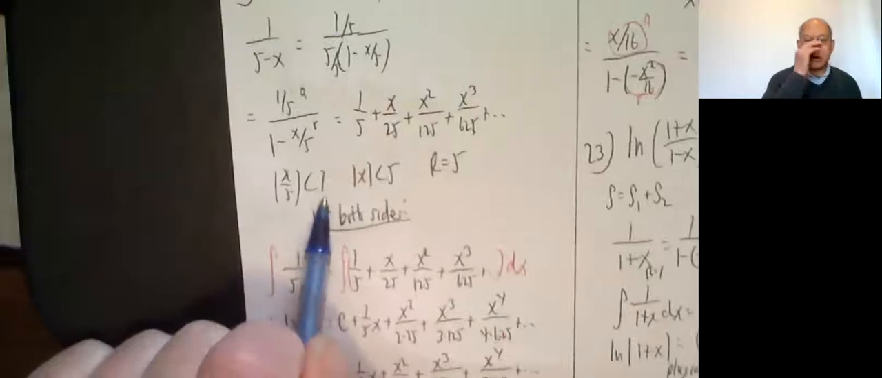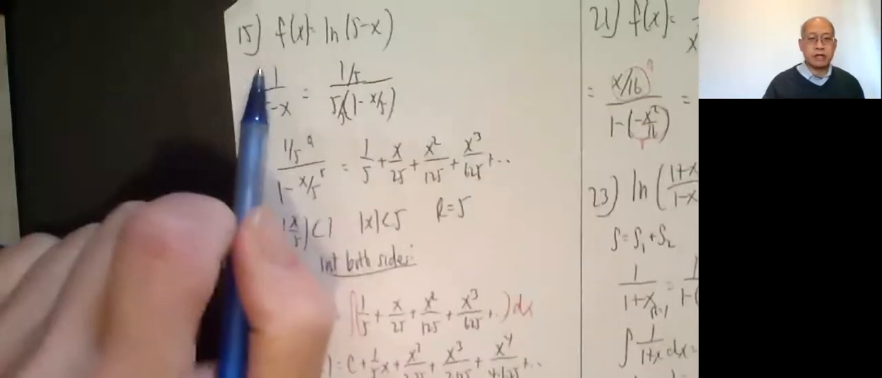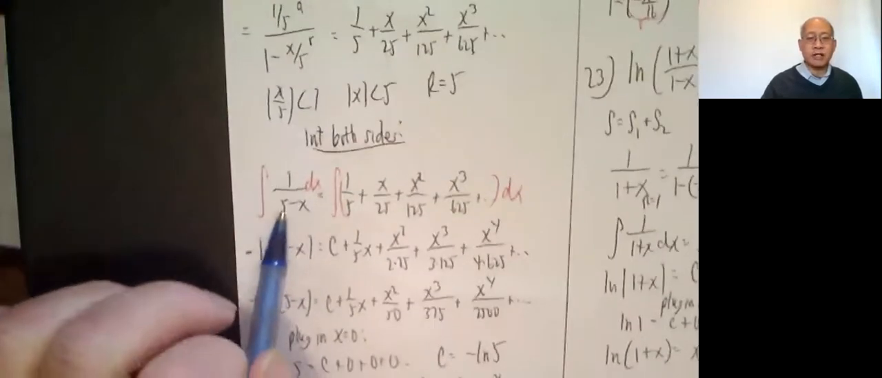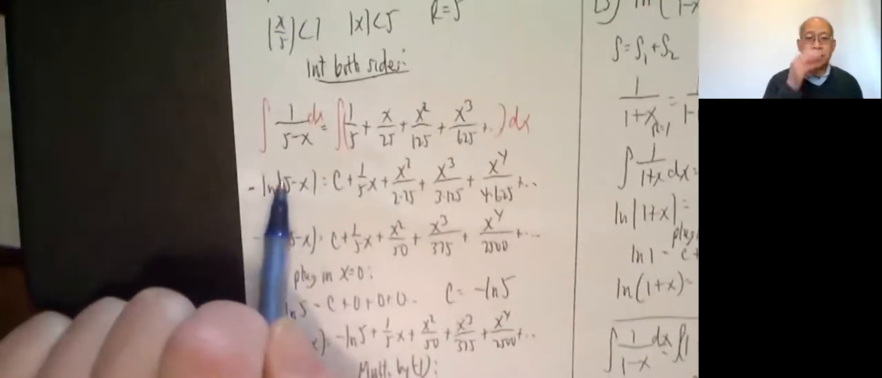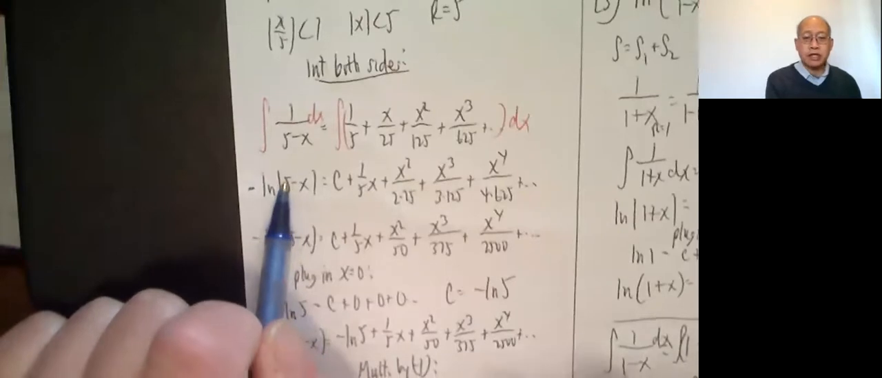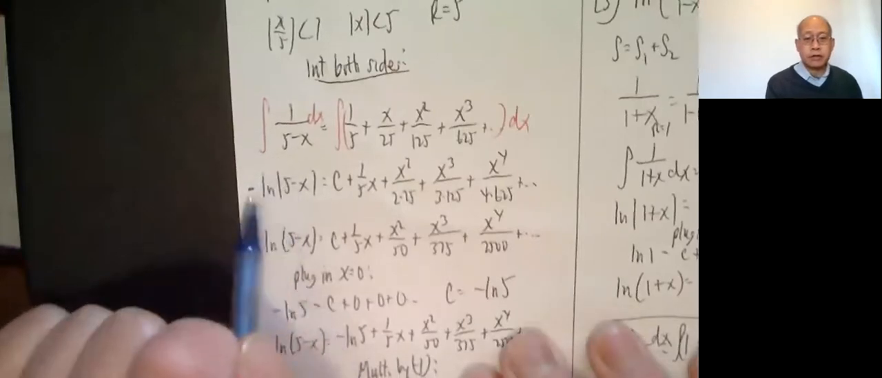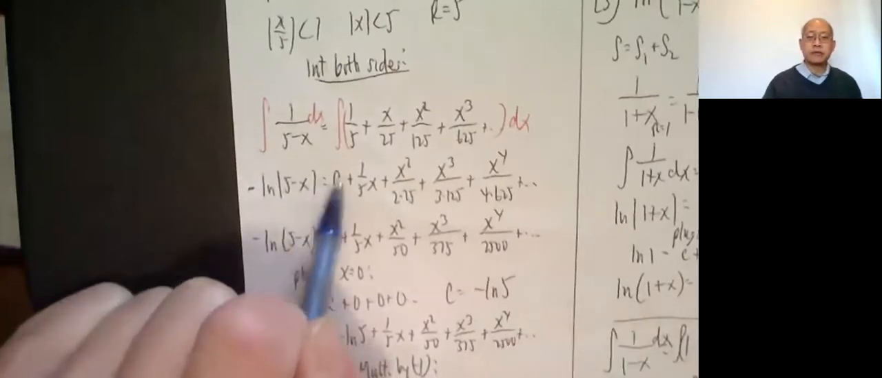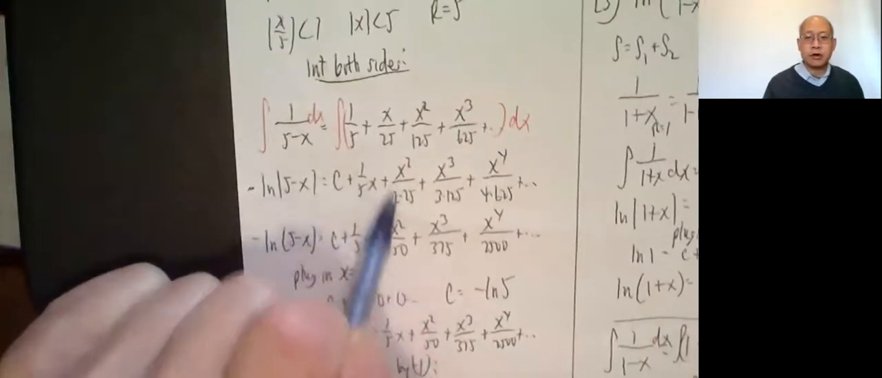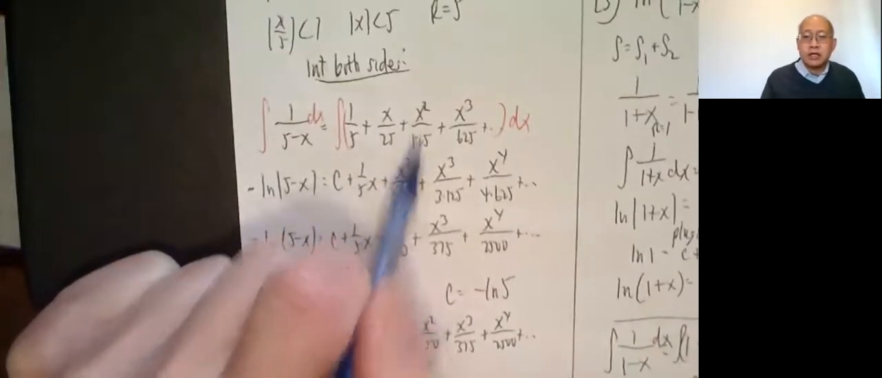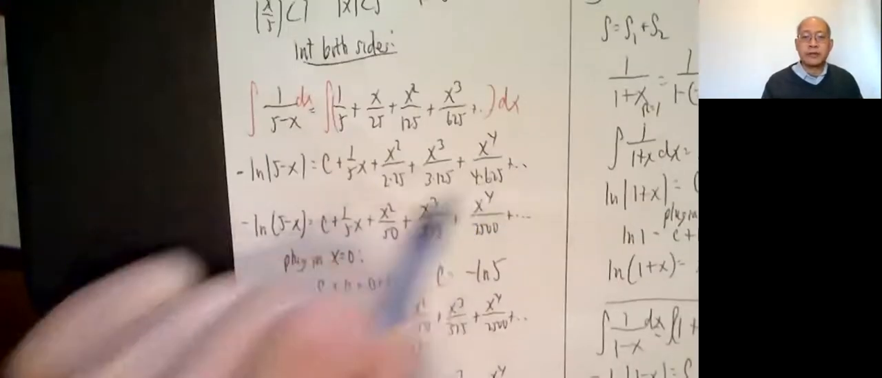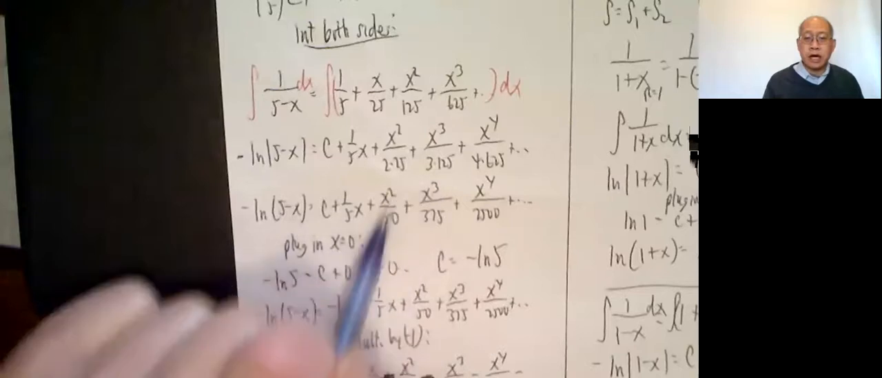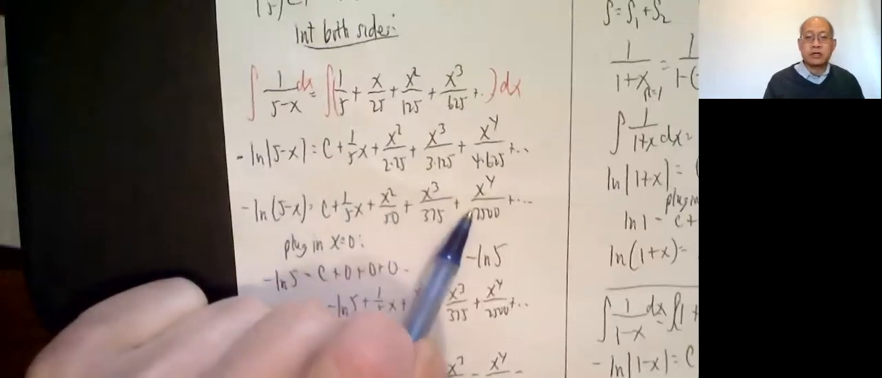Okay, now we integrate both sides. So the integral of this, which really means the integral of 1 over 5 minus x, is the integral of all that. Okay, this is negative ln absolute value of 5 minus x by the chain rule. You have to multiply by an extra negative 1. So c plus 1/5 x plus x squared over 2 times 25 plus x cubed over 3 times 125, x to the 4th over 4 times 625, and so on. Clean up the denominators. That's 50, 375, 2500.